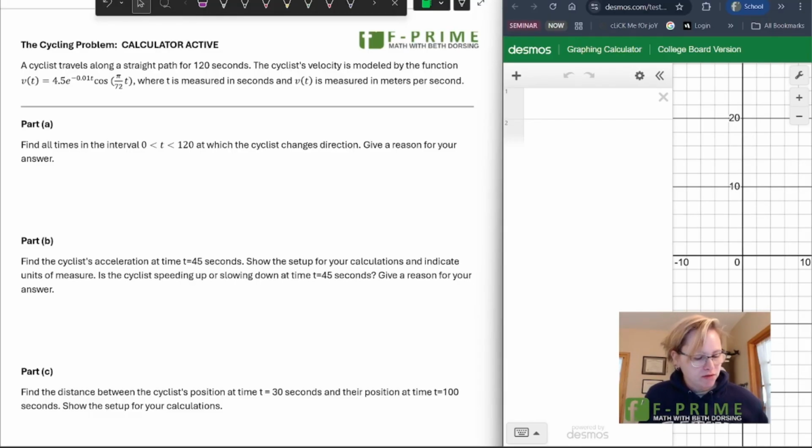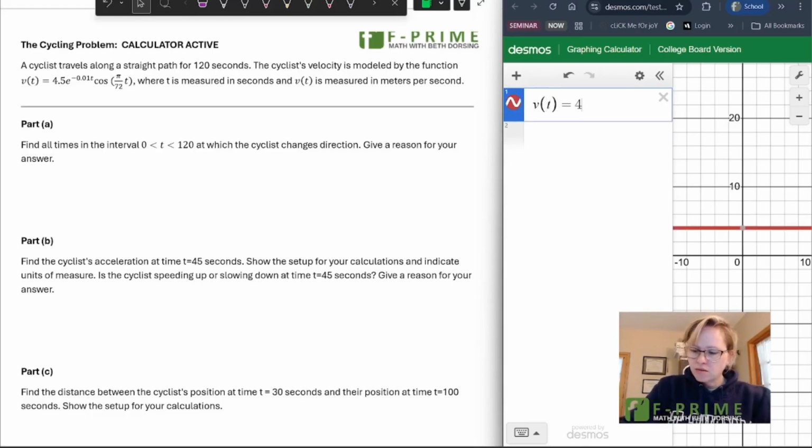A cyclist travels along a straight path for 120 seconds. The cyclist's velocity is modeled by the function v of t, where t is measured in seconds and v of t is measured in meters per second. Now, before I even read any of the questions, if this is calculator active, I am going to start by just typing my equation into Desmos. And when I do this, I want to make sure that I am using function notation, and I'm going to type the entire function in, including the v of t equals.